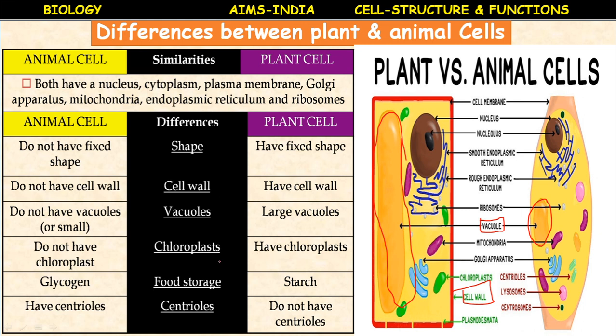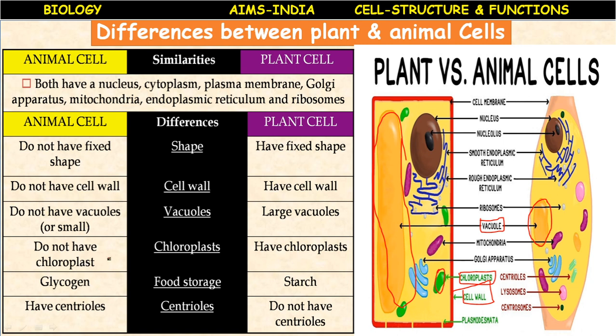Next, chloroplast. Chloroplasts are typical structures present only in plant cells. There are no chloroplasts in animal cells. Because of the presence of chloroplast, plants perform autotrophic nutrition, while animals perform heterotrophic nutrition because they have no chloroplast. These are green in color, contain chlorophyll pigment, and help in the biochemical reaction, photosynthesis.